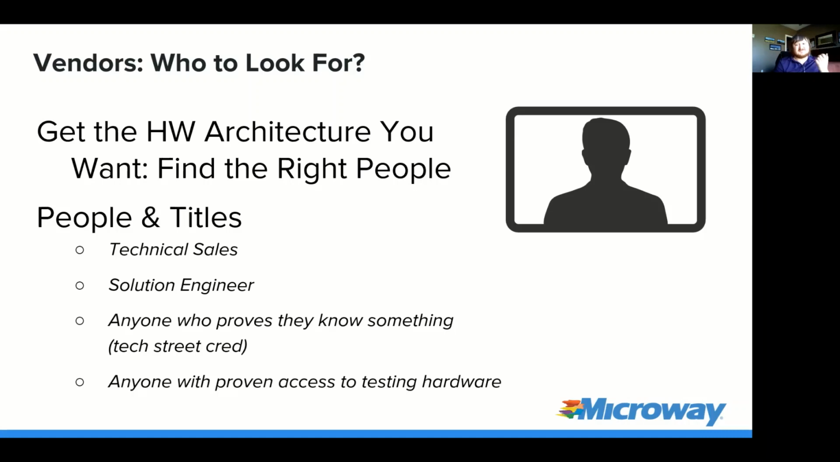The first piece of this is who to look for. You want to look for particular types of people and particular titles. Someone who's a technical salesperson, someone whose title says solution engineer. Anyone who's proven that they know something, if they have tech street cred, you should head in their direction. Anyone who has proven access to testing hardware, similarly, you want to head in their direction because you're going to have a more productive engagement with that kind of vendor than someone who's more generic or simply doesn't have domain skills.